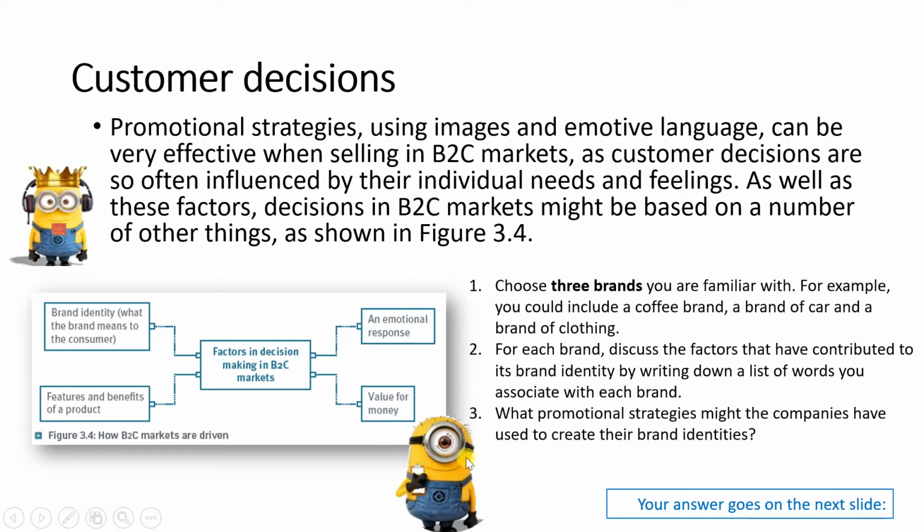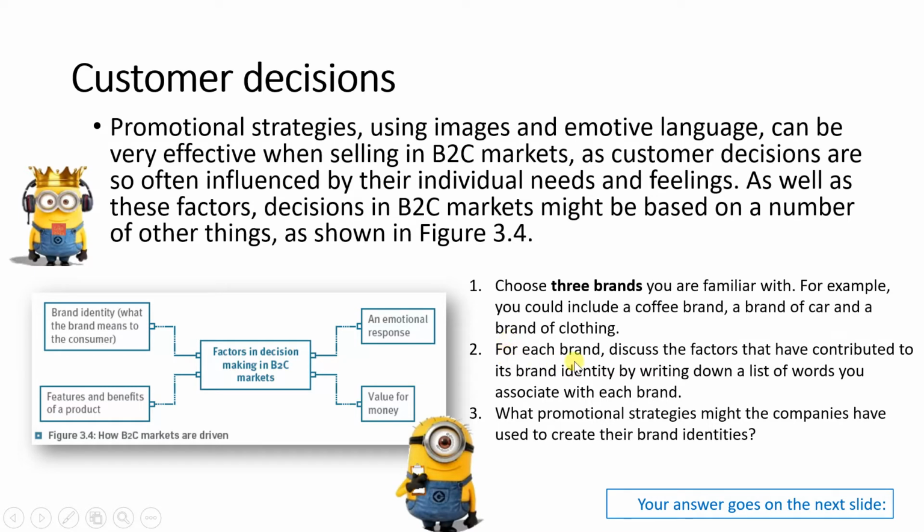Carl's here to introduce you to the task, which you're going to do on the next slide. So you need to, number one, choose 3 brands that you are familiar with. Anything that you want, as long as they can be discussed in school. So, for example, you might want to include a coffee brand, a brand of car, a brand of clothing, anything like that. So your choice.